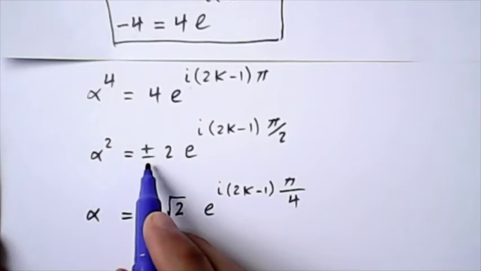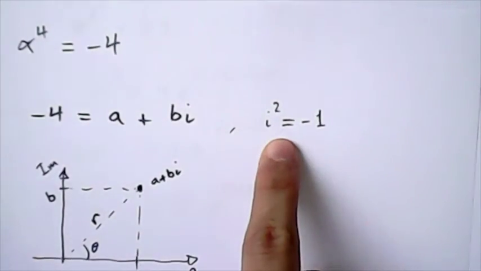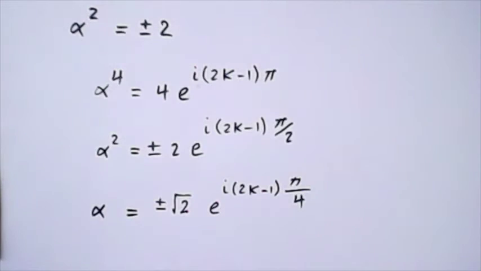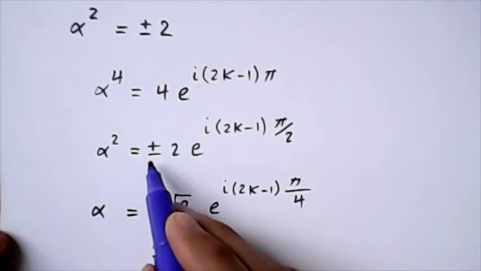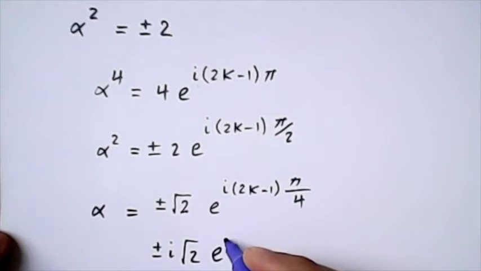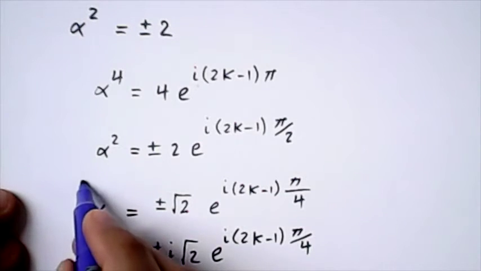So minus 1 is equal to i to the power 2. Do you remember that was the definition? So the square root of i to the power 2 is i. So I'll have plus and minus i, because of the minus 1 here, square root of 2, e to the power i times (2k minus 1)π divided by 4.